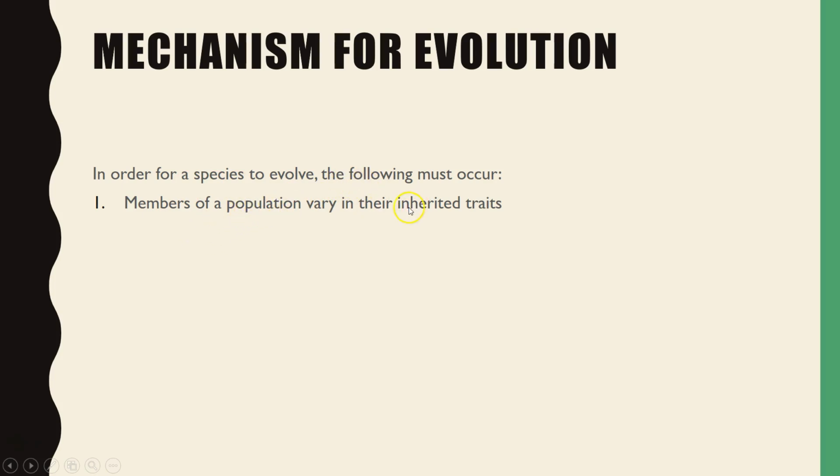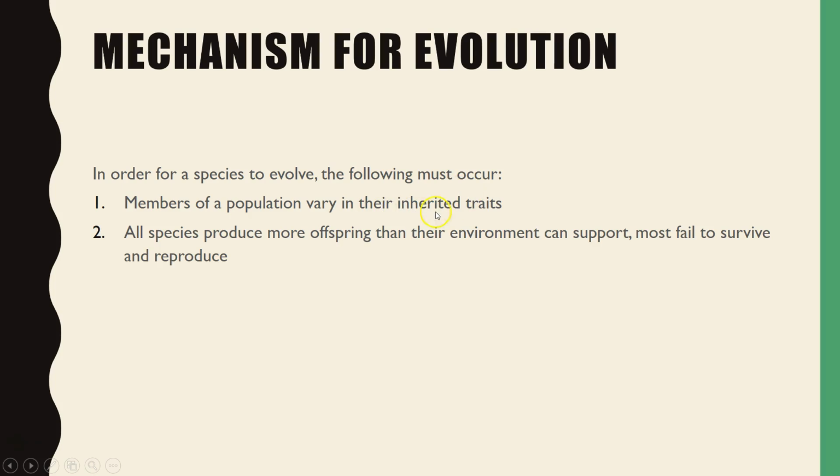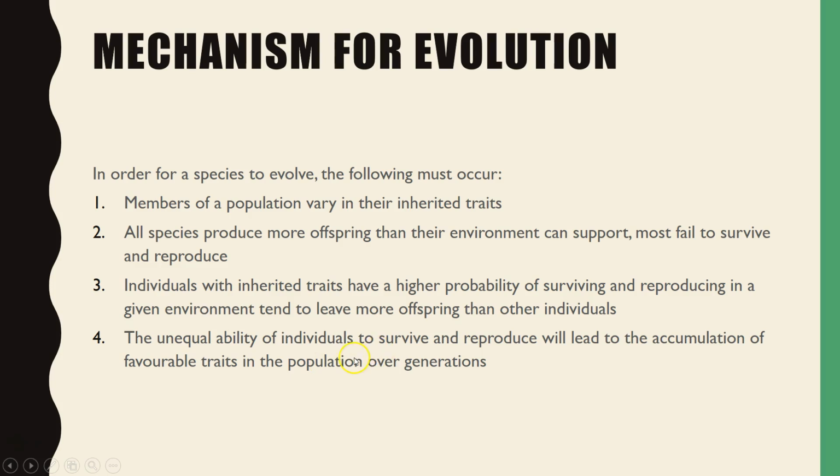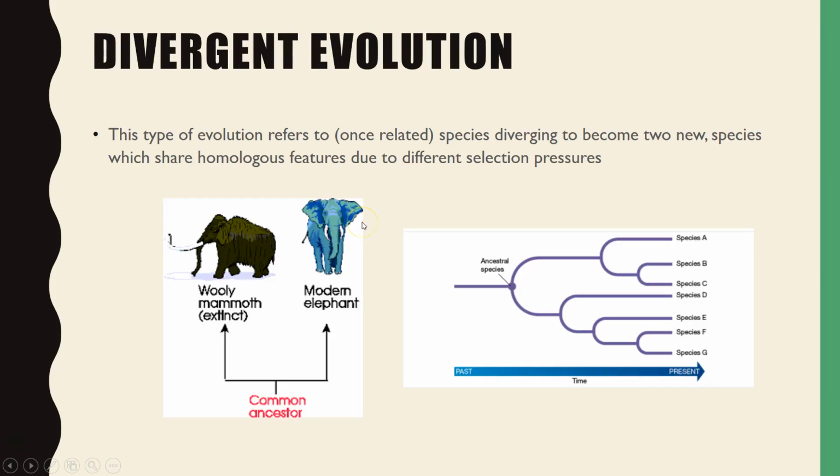We need to have a variation in their inherited traits, or variation in the population. All species must produce more offspring than their environment can support, but most fail to do so. Organisms or individuals with favourable inherited traits have a higher probability of surviving and reproducing in an uneven environment. They leave more offspring than other individuals. But the unequal survival will lead to the accumulation of favourable traits in the population over generations. So through this process of evolution, there are 2 or 3 subcategories.